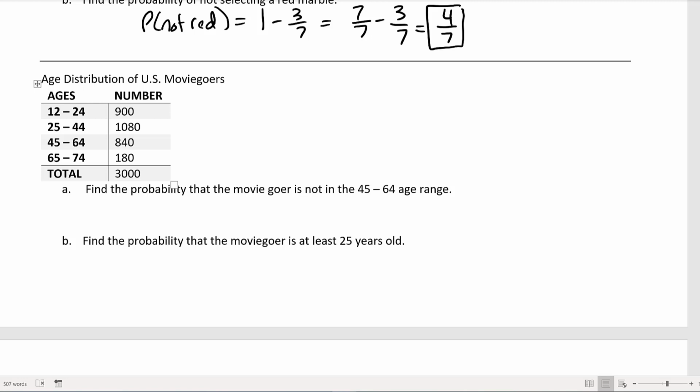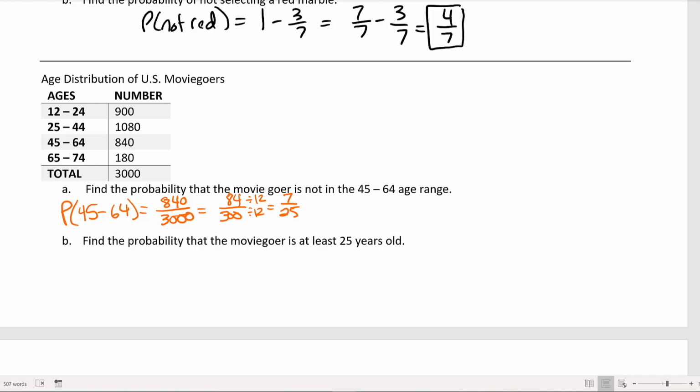So we're going to do this in 2 steps. First, we're going to find the probability that we are in the category of 45 to 64. So that is going to be 840 over 3,000. Now I believe that reduces. I know it at least divides by 10 because the 2 zeros can be divided out. So that's 84 over 300. And I believe I can divide the top and the bottom both by 12. And that gets me 7 over 25. So the probability that if we choose one moviegoer, they're in that category of 45 to 64 is 7/25.